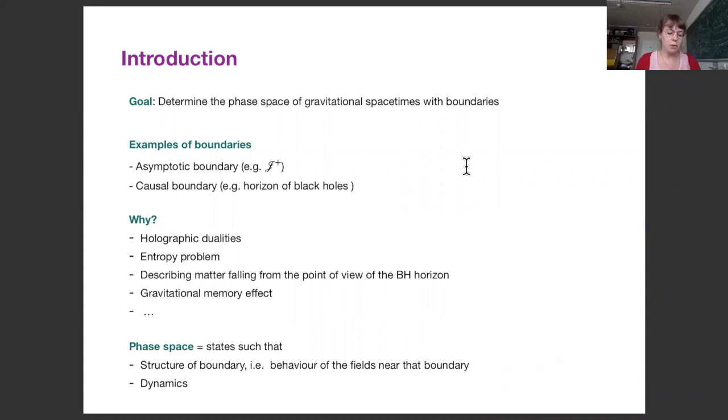And what we want to do is describe the phase space. The phase space here, what I have in mind, is states that respect the boundary structure that I have put. Essentially, it is the behavior of the field on the boundary, and also such states that are solutions to a certain theory. So you have to give the dynamics in the bulk.